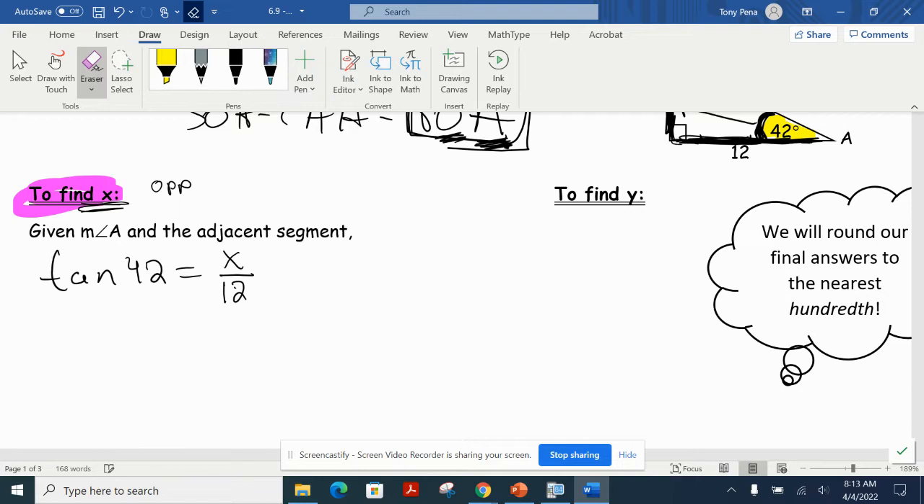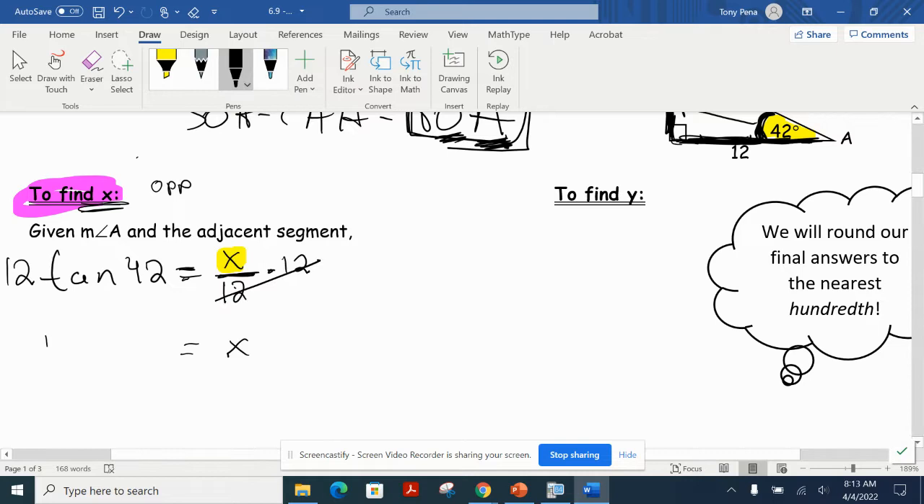If I'm trying to isolate x, which is what our answer is, we're trying to figure out what the x is, the way I undo division is through multiplication. So I'm going to multiply by 12. That's what would get that 12 to go away. The only thing I am left with on the right-hand side is x, which is good because that's what we're trying to solve for. But it's an equation. So whatever I do to one side, which I multiplied by 12, then I better do to the other side. So the answer to this question is 12 times the tangent of 42. This now cannot be answered without your calculator.